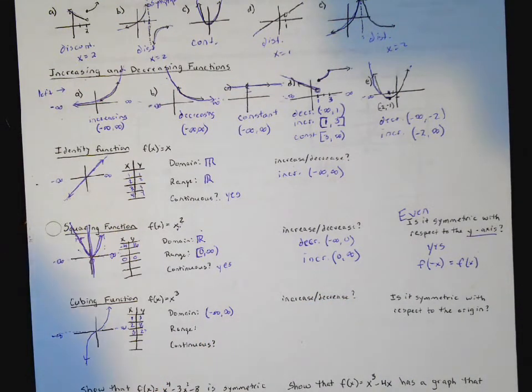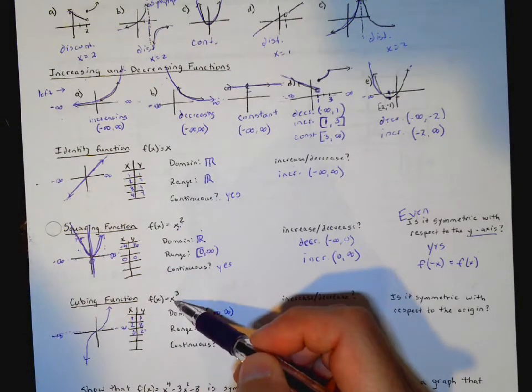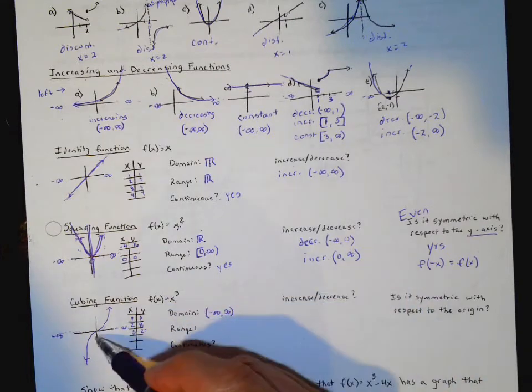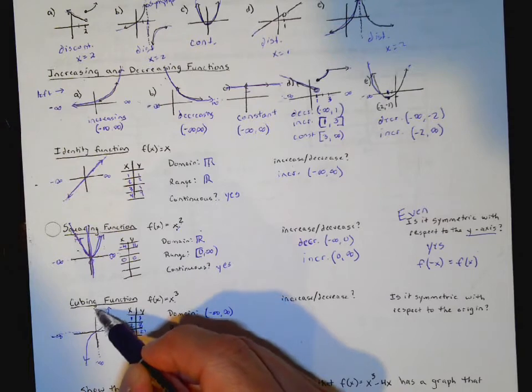Okay, our range, think about the y values here that are possible. When I cube a negative number, I still get a negative number. So I can get negative numbers here. So it goes down to negative infinity, and it'll keep going up to positive infinity.